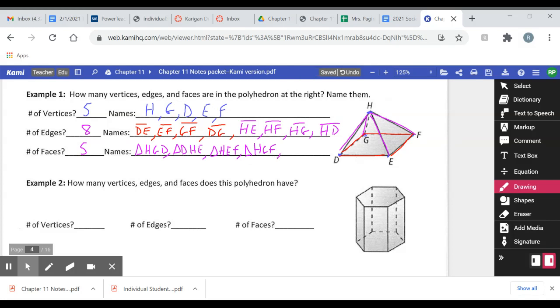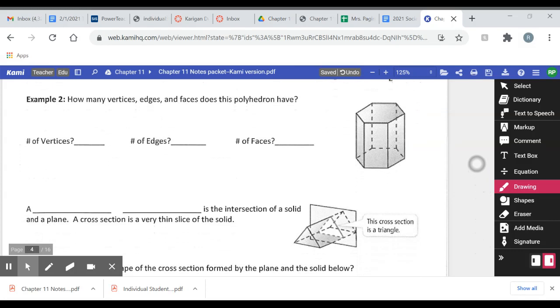And then the very bottom is a 4-sided figure, a quadrilateral, and we can name it by 4 letters. So DGFE. Okay, that names the bottom. All right, now if we look at the next question, it says, how many vertices, edges, and bases does this polyhedron have?